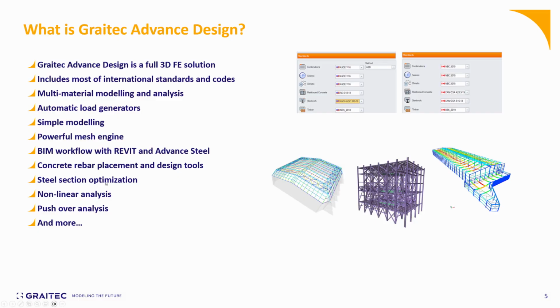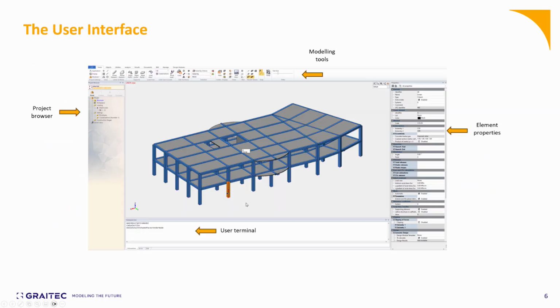For steel sections, we have an optimization tool, which is going to give you the best section, which is optimized in terms of cost and weight, etc. And also different types of analysis, nonlinear analysis, pushover analysis, and more that we have in Advanced Design. So here you see some of the models created in Advanced Design.